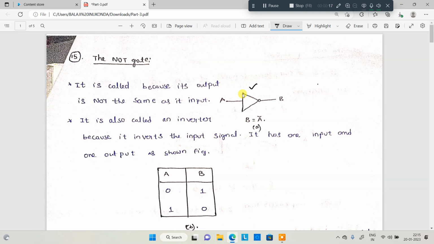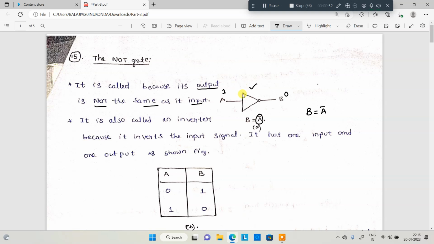Till now we looked at the AND gate symbol and the OR gate symbol. This is the representation for the NOT gate. Why is it called a NOT gate? Because the output is not the same as the input. For example, if you are given 1, you will get the output 0, that means the output is not the same as the input, that's why it is a NOT gate. It is represented by B is equal to A bar.